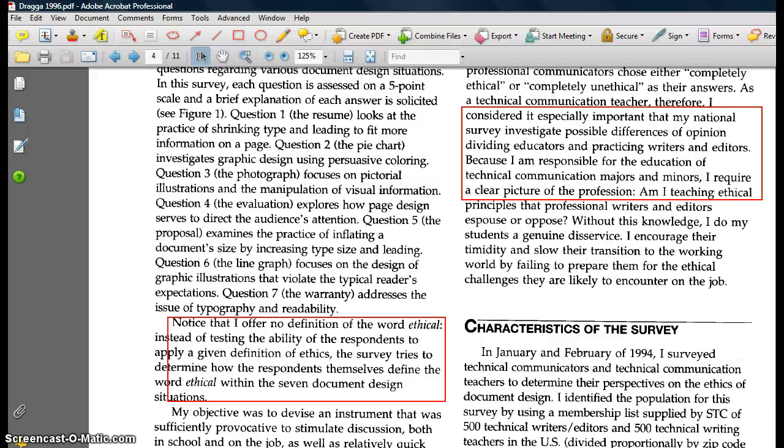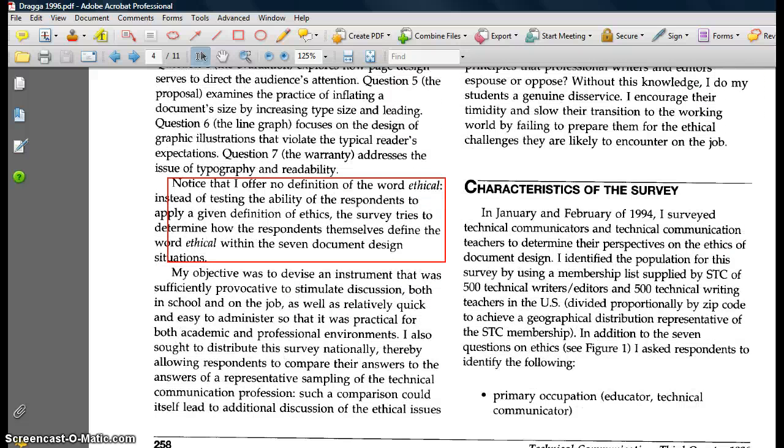Over on the left column, I just didn't want to scroll up and down. This is what I was talking about with the operationalization, where he says he does not give a definition of the word ethical because that's the whole purpose of his study. This is one of the ways you can get around defining what you're talking about if you're still in the exploratory stages, because he's not sure what people are going to say to this. But he does address it in his research, so just make sure that's something you guys are doing too.